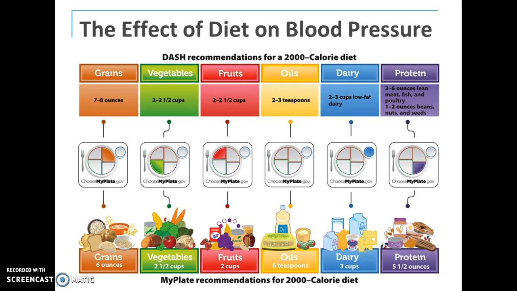So DASH, which stands for the Dietary Approach to Stop Hypertension, is very similar to Choose My Plate, except as you can see, the grain group is a little bit higher, the fruit group is a little bit higher, oils are a little bit lower, dairy is a little bit lower, and protein specifies some beans, nuts, and seeds in there. There's also specifications for sodium intake, which is much lower than the general population.